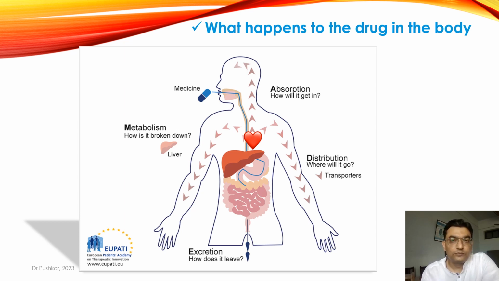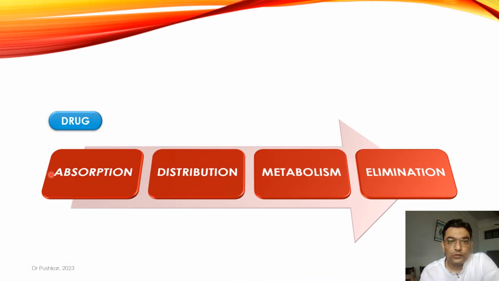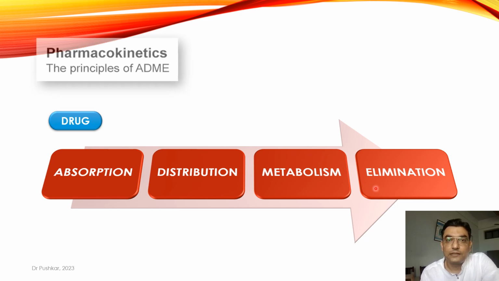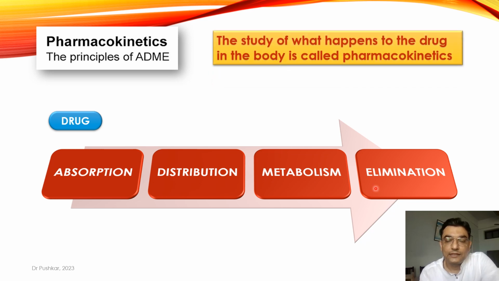So these are the four processes of pharmacokinetics: absorption, distribution, metabolism, and elimination, ADME. These are the four principles of pharmacokinetics. So what is pharmacokinetics? It is the study of what happens to the drug in the body.